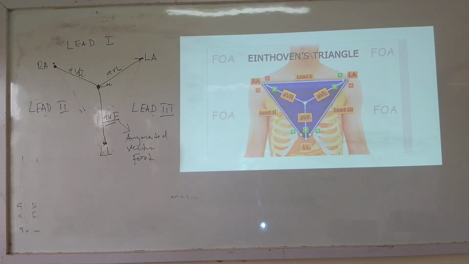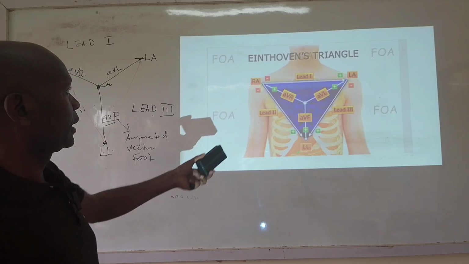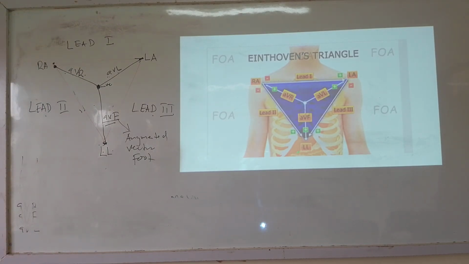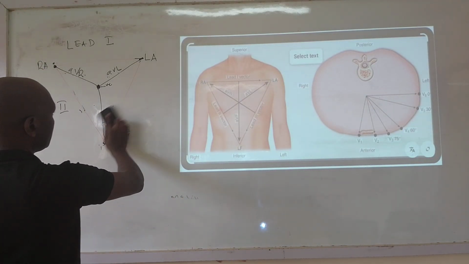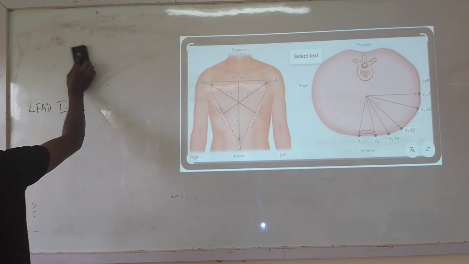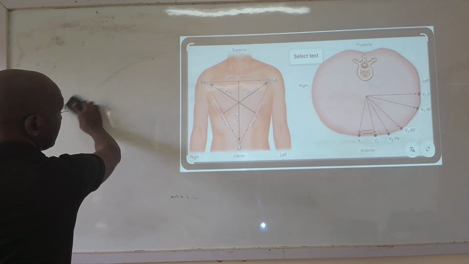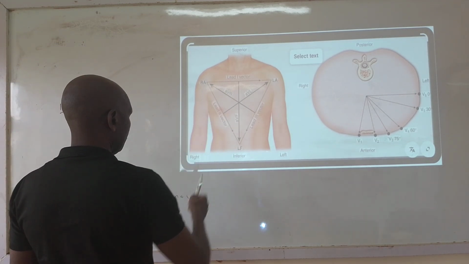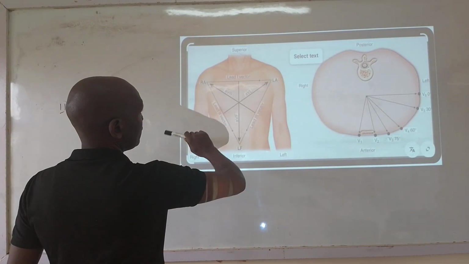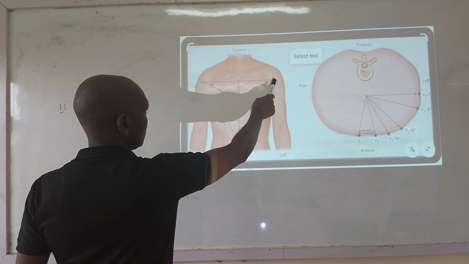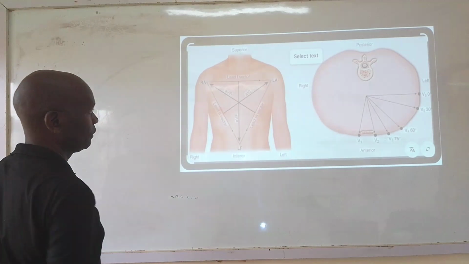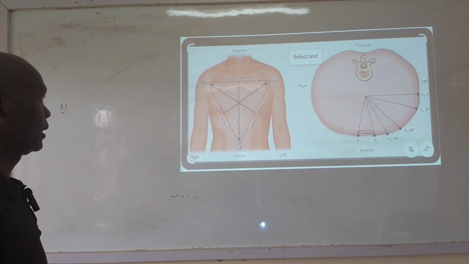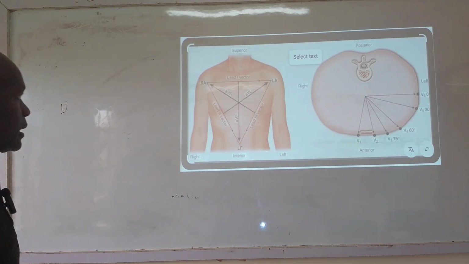So that is how we get the six precordial leads, and they are demonstrated as you can see on this diagram here. Our lead 1 is here, connecting between the right arm and the left arm. Then our lead 3 is here, connecting between right arm and left foot, and so on and so forth. So this is how we get our first 6 leads.